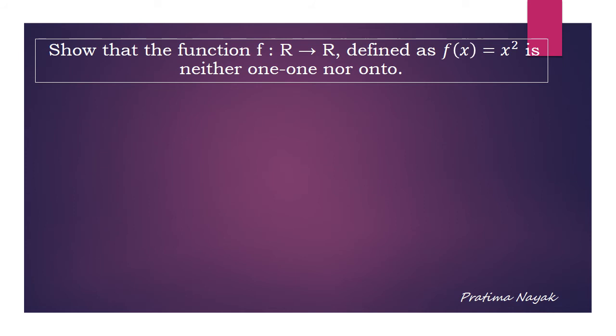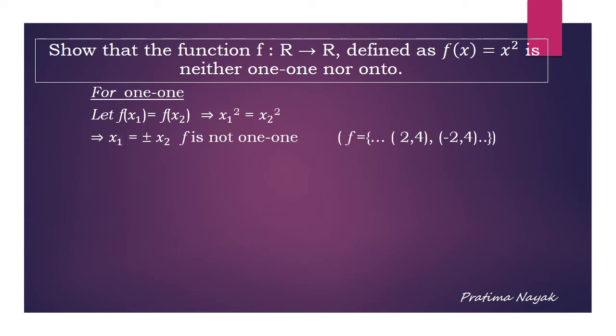The function f defined from R to R, defined as f of x equal to x square, is neither one-one nor onto. So first we will go for one-one. Let f of x1 is equal to f of x2. This implies that x1 square is equal to x2 square. This implies that x1 is equal to plus x2 as well as minus x2. So when we are getting different values, f is not one-one, because for one y there are two pre-images. If you see the roster form of the function, 2 is a pre-image of 4, and minus 2 is also a pre-image of 4. So it is a many-one function.